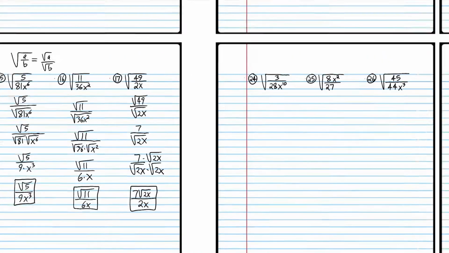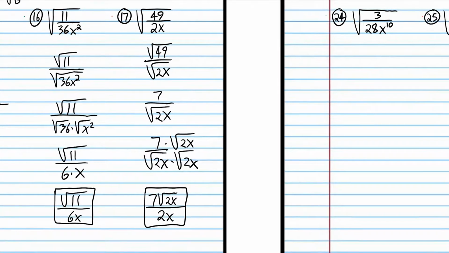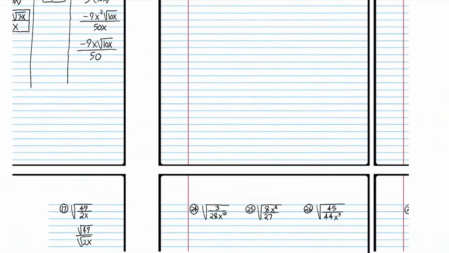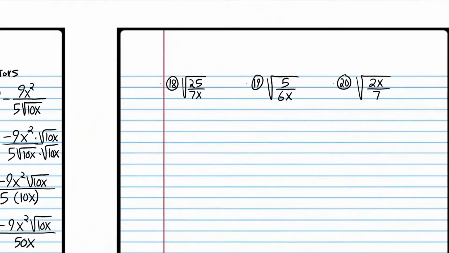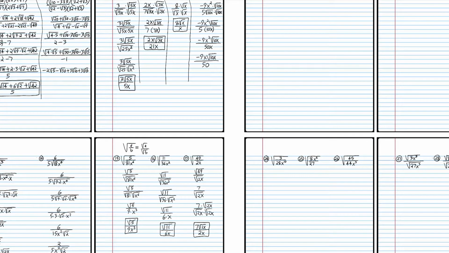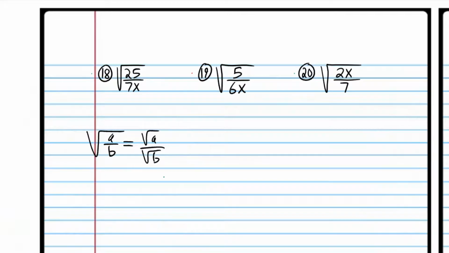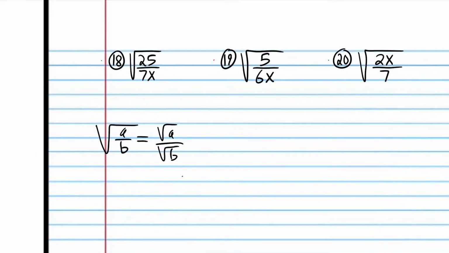So I want you to try, you can get a screenshot of that if you need to, because we're going on to the next page. I want you to try number 18. It's going to be the same type of thing, because 25 is a perfect square, but then after you square root both sides of the fraction with that principle, you're going to then need to get rid of the root in the denominator. So we're using that principle. Try number 18, and when you come back, we'll do it together.